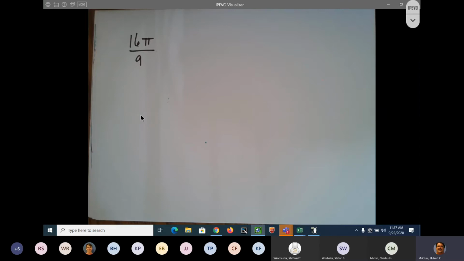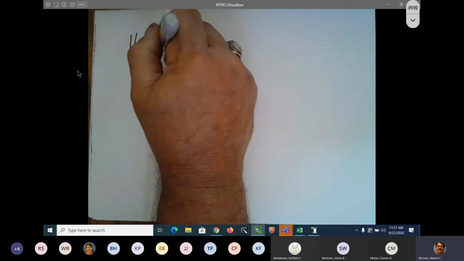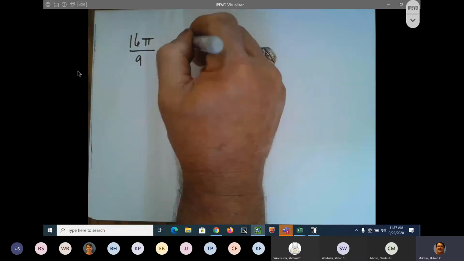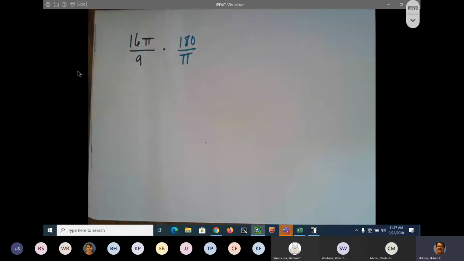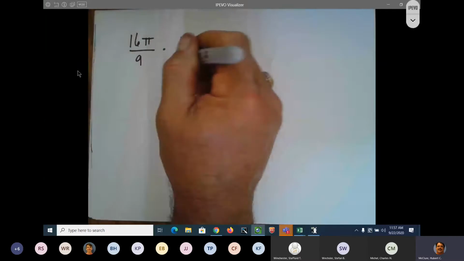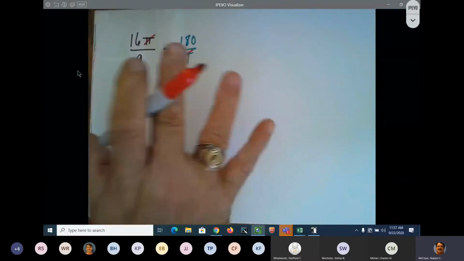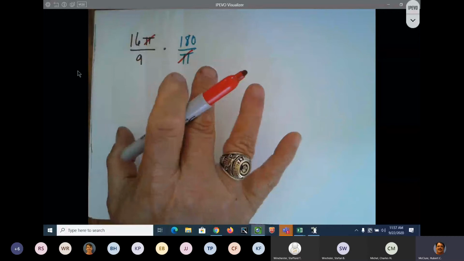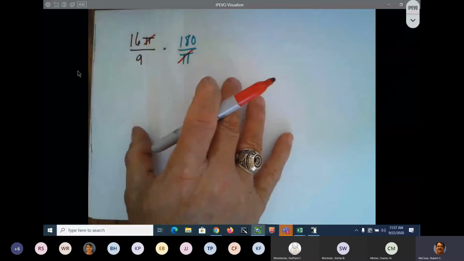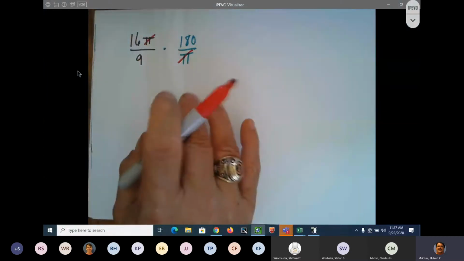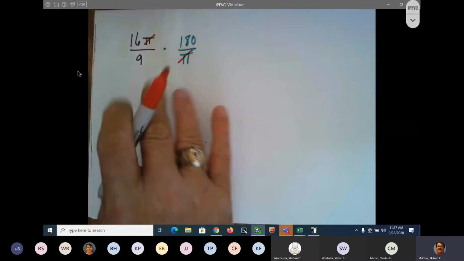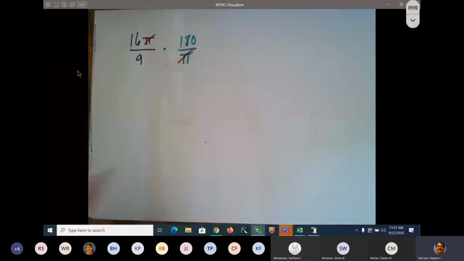All right. So 16 over 9 multiplied by 180 over pi, so I can get the pi's to cancel. Now remember, I'm doing this for people that suck at this. I'm not doing this for those people that invented trigonometry. I'm doing it for people that suck at it. So just remember that. I know some of y'all don't suck at it, and some of y'all invented it and wrote the book.